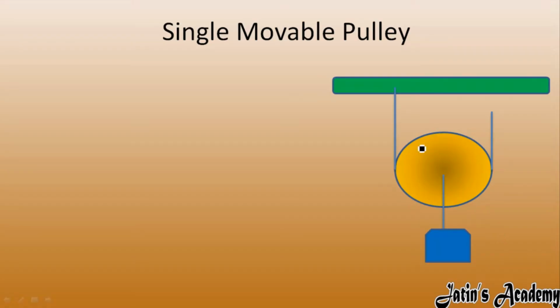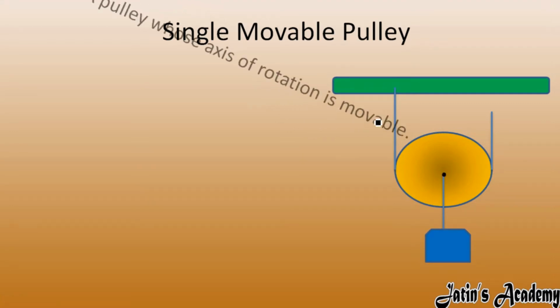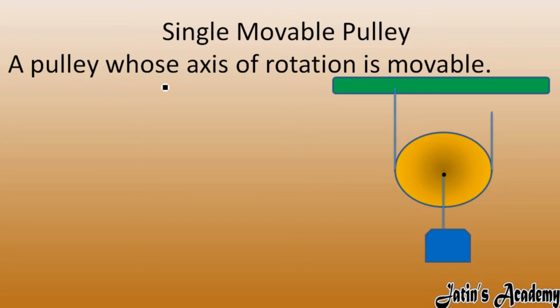Single movable pulley. Single means it is one pulley, and movable means its axis of rotation is moving. Where is the axis of rotation? Here we have an axis of rotation. So single movable pulley means the pulley whose axis of rotation is movable. Now we have to calculate the mechanical advantage of this pulley.